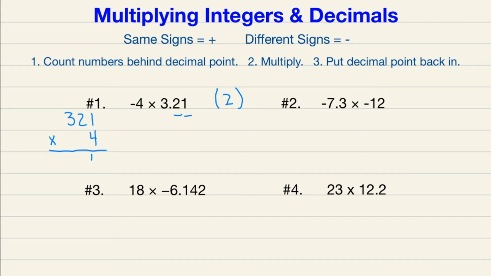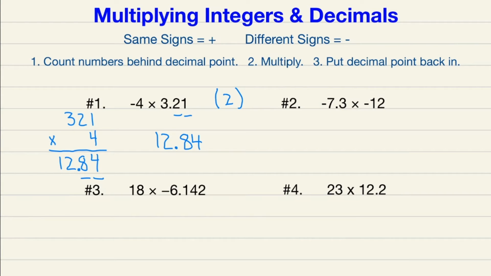4 times 1 is 4. 4 times 2 is 8. And 4 times 3 is 12. And I get 1,284. Now, if we take a look at the number that we put in parentheses, it's a 2. That 2 is telling us how many numbers are behind our decimal point in our final answer. So 1 number, 2 numbers, I know my decimal point has to go in front of both of those. So the final answer is 12 and 84/100ths.